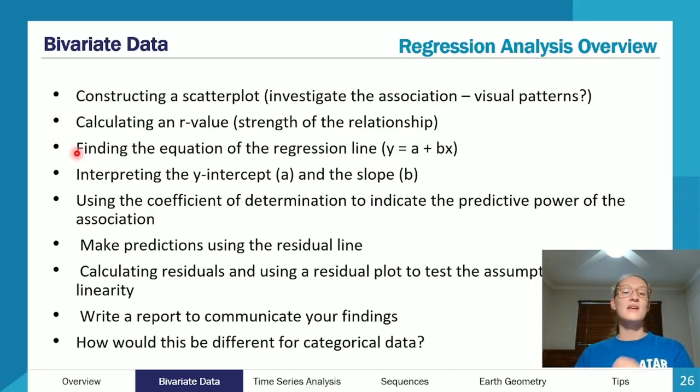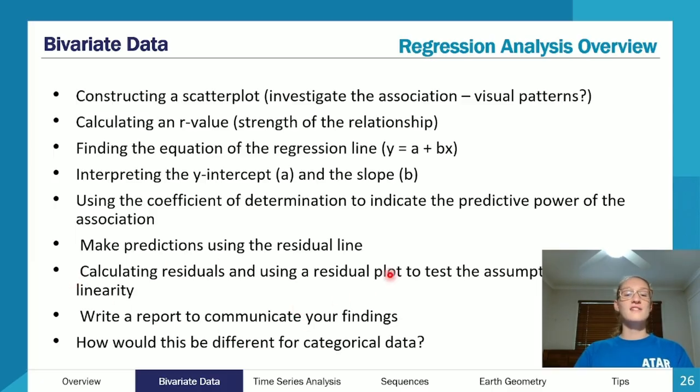From there, we can calculate a least squares regression line and plot that on our scatter plot. We can interpret the y-intercept and the slope to see what is actually going on here. We can learn more by calculating a coefficient of determination, which we talk about in terms of predictive power. Sorry, not the residual line: using the least squares regression line, we can make predictions.